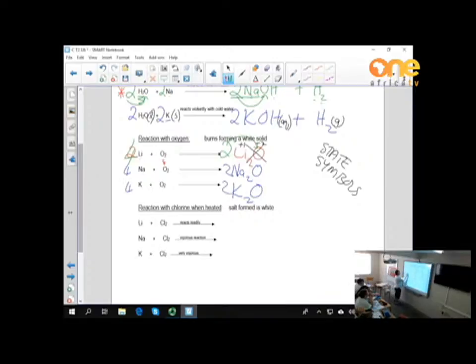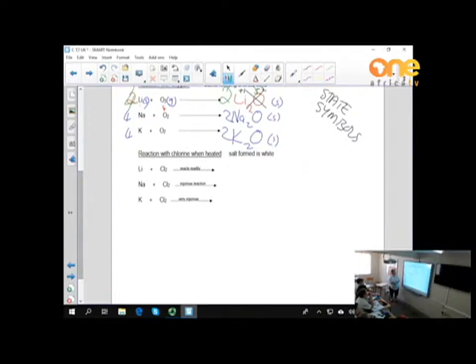State symbols: lithium, the metals will be solid. The oxygen is a gas. Now this thing is a solid. We're not working in a watery medium. It might be water soluble, but we aren't working in a watery medium. So salts are solids. And that's a salt. Metal and a non-metal. So they would all be solids. All right. Next one.